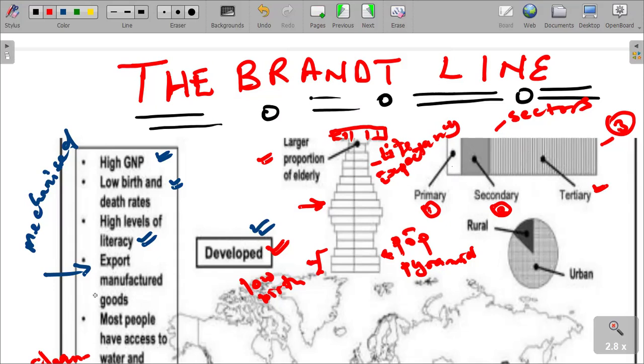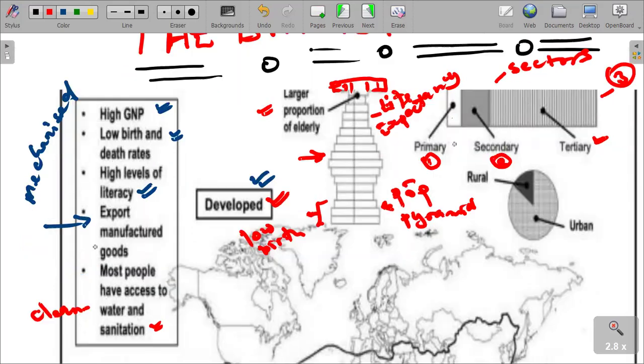What is happening here is that the countries in the north are very developed, so they have the capacity to create jobs. People are working clean, smart jobs, and that actually explains why we also have more of the secondary sector, because there is massive production.